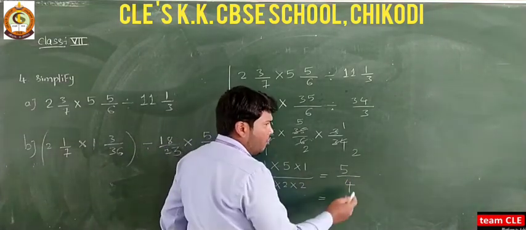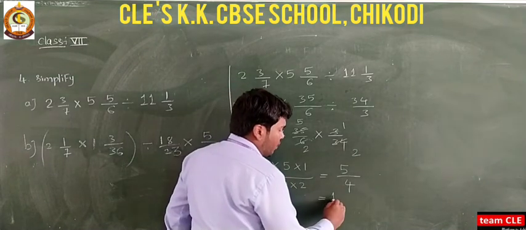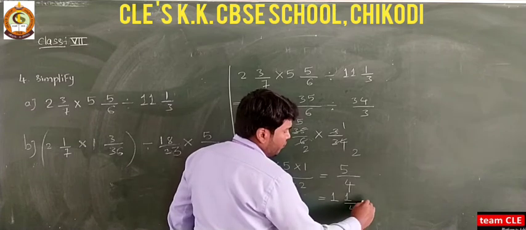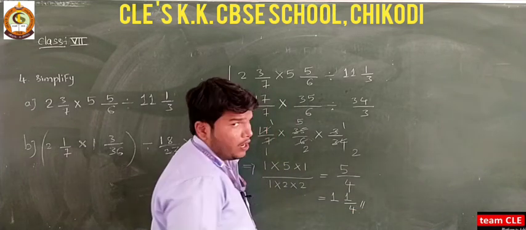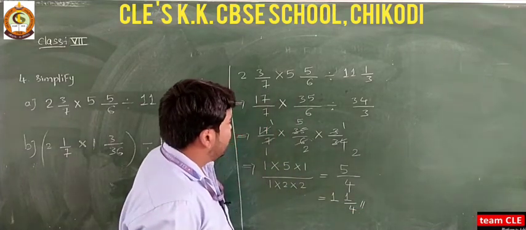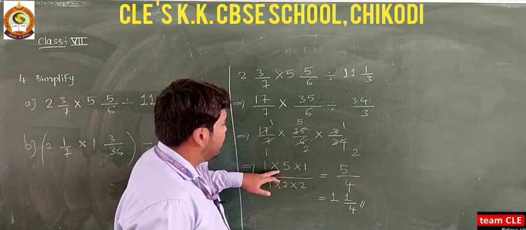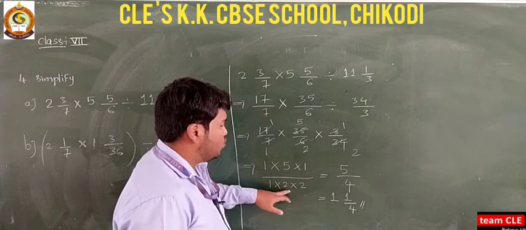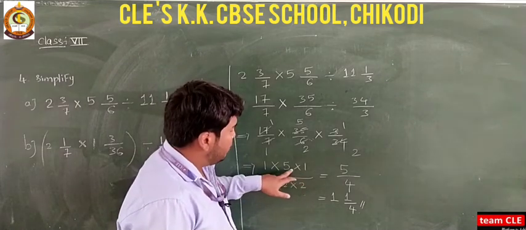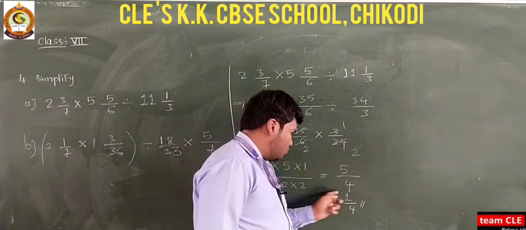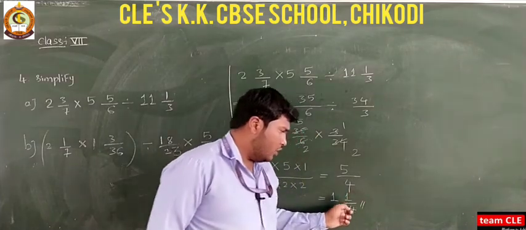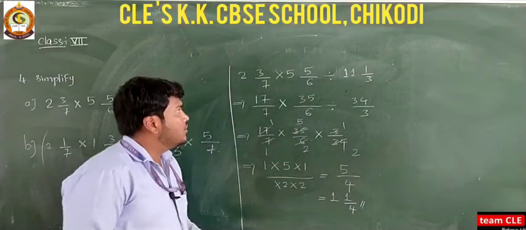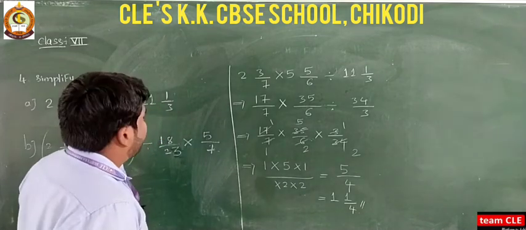The required answer you have to write in the form of a mixed fraction. 4 1s are 4, remaining is 1, divided by 4. So this is your required answer. After doing cancellation, you get in the numerator 1 into 5 into 1 and in the denominator 1 into 2 into 2, that is 5 and 4. So the answer is 1 integer 1 by 4. Please note down this first problem of simplify the following.